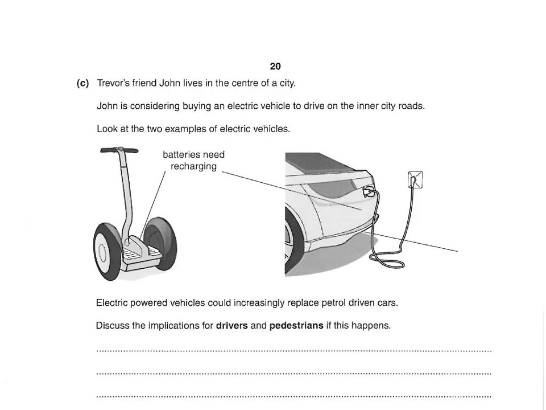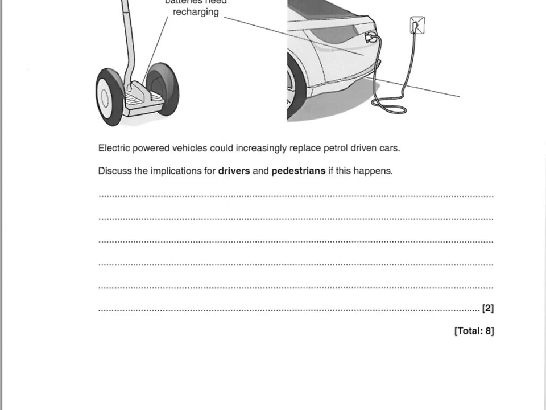So next question says, Trevor's friend John lives in the centre of a city. John is considering buying an electric vehicle to drive on the inner city roads. Look at the 2 examples of electric vehicles. So there's the 2 examples. One is, it says electric powered vehicles could increasingly replace petrol-driven cars. To discuss the implications for drivers and pedestrians. So there's 2 marks here, so there'll be 1 mark for discussing the implication for drivers and 1 for pedestrians.